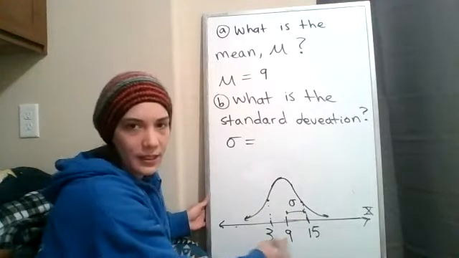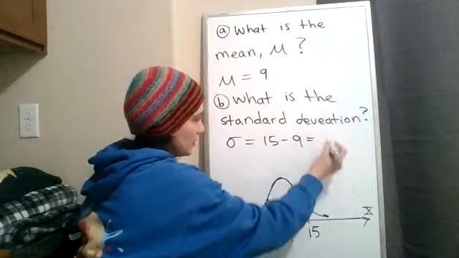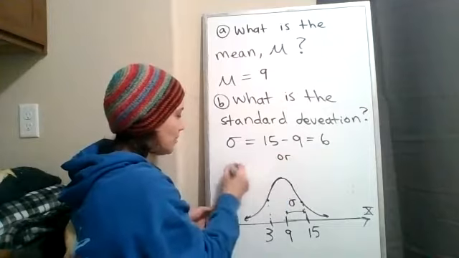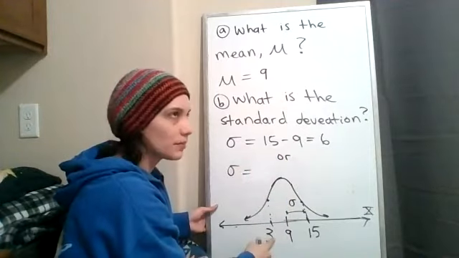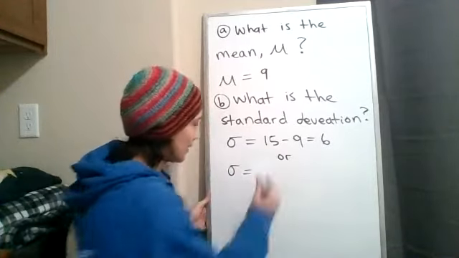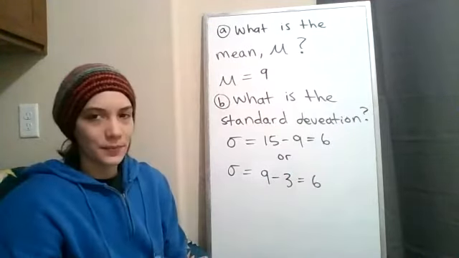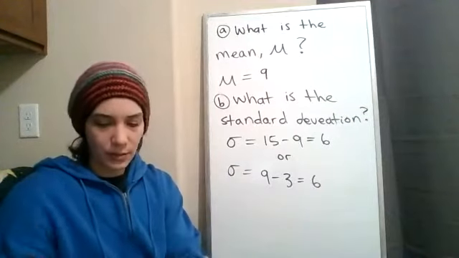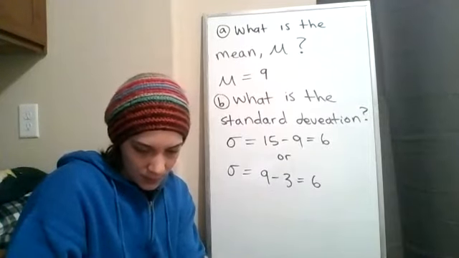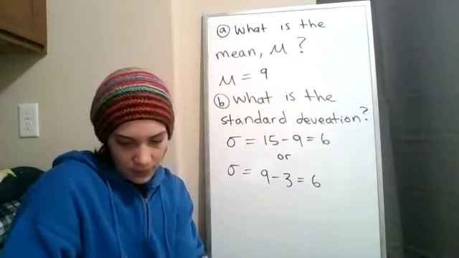Okay, so we're trying to find, let's do 15 minus 9. 6. Or you can find this distance. It'd be 9 minus 3. Still 6. Okay, I'm going to write that. I'm going to do the empirical rule.